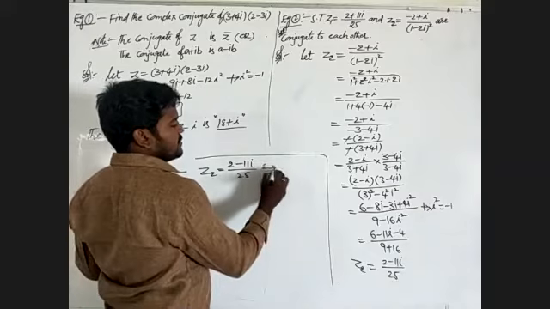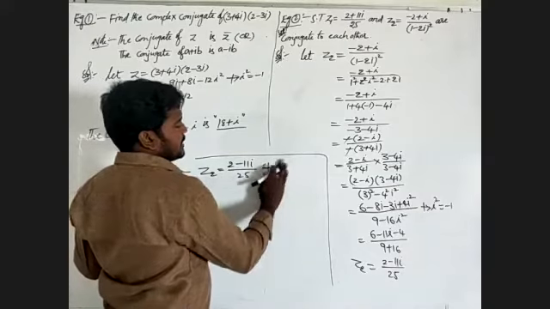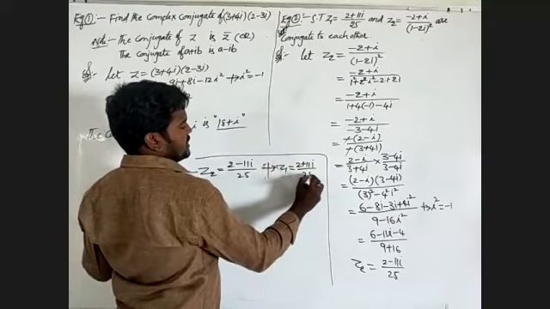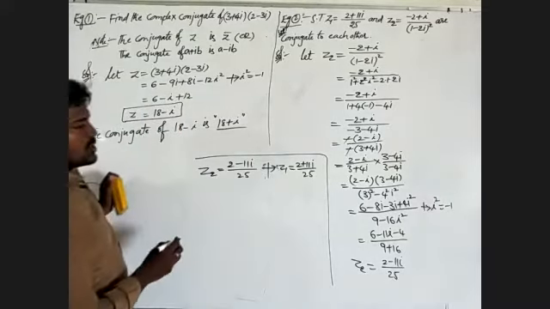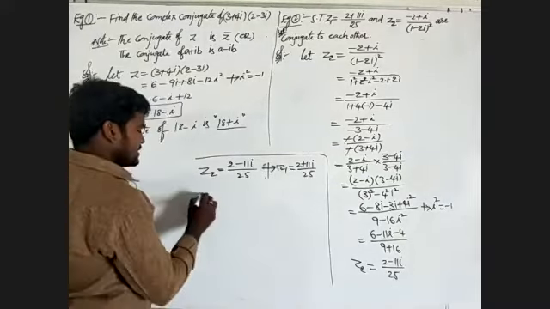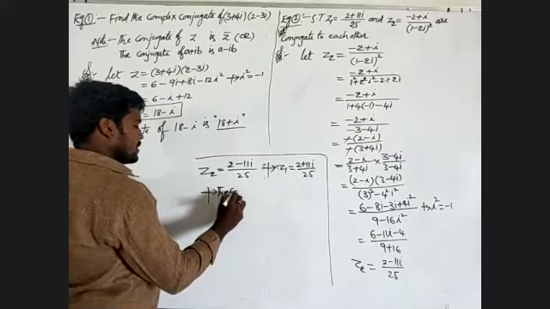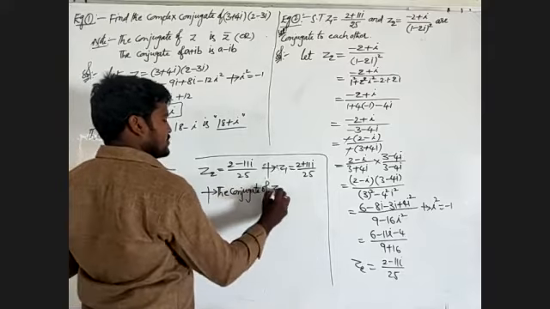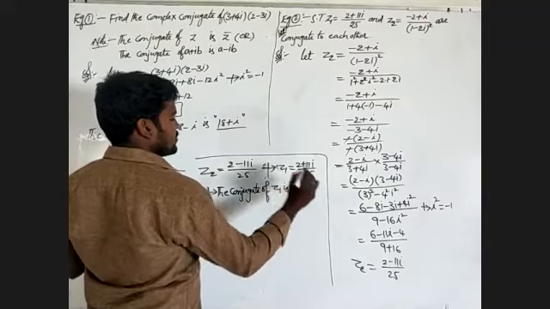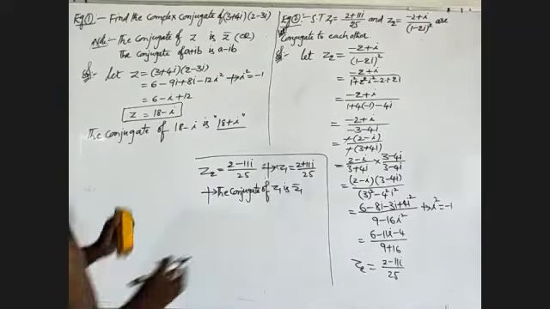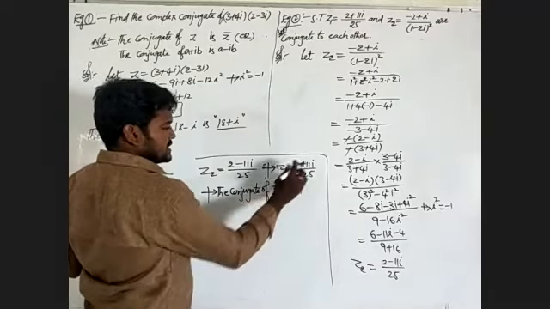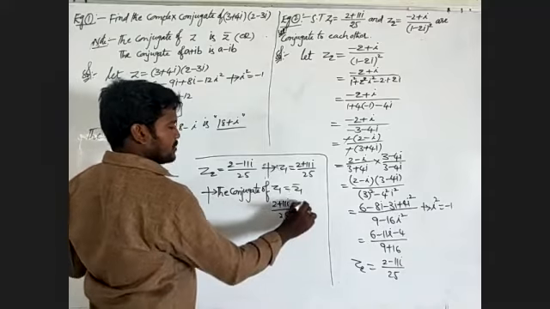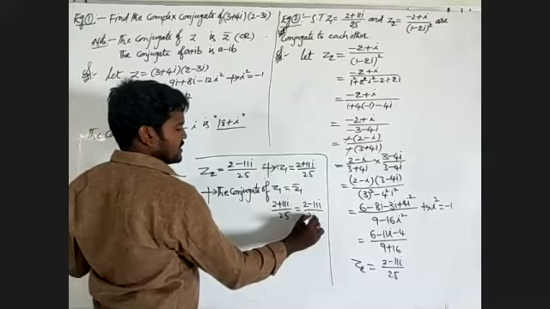What about the value of Z1? Let, by the problem, Z1 be 2 plus 11i by 25. Z1 is equal to 2 plus 11i by 25, which means the conjugate of Z1, Z1 bar, I will write, where Z1 is 2 plus 11i by 25. Z1 bar means that will be written as 2 minus 11i by 25.